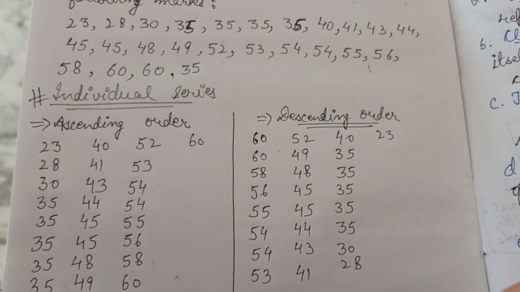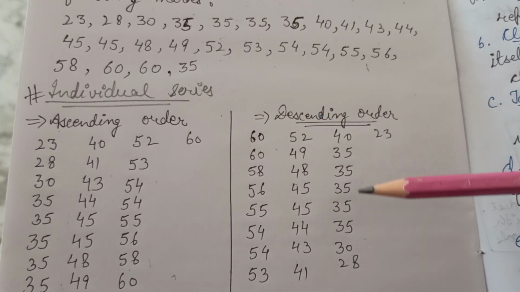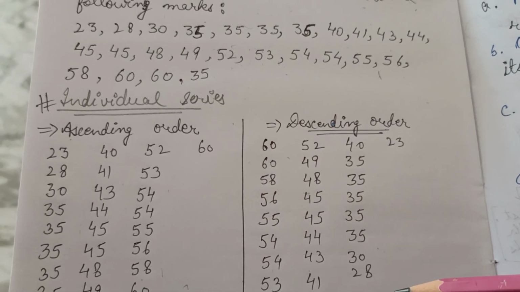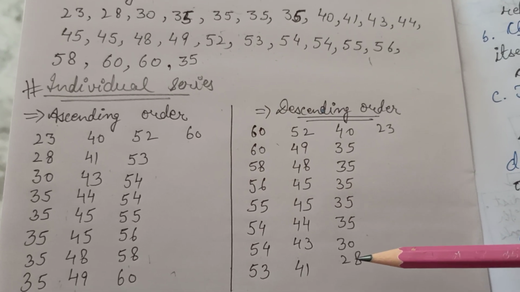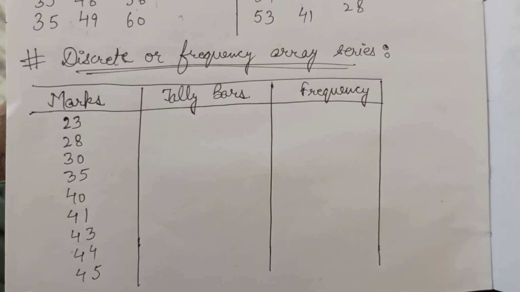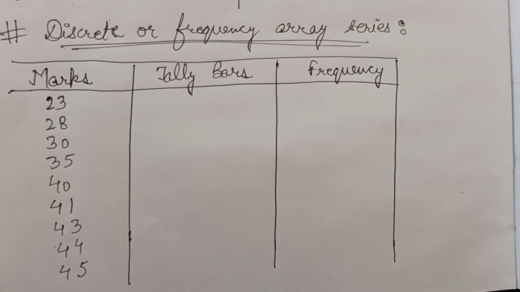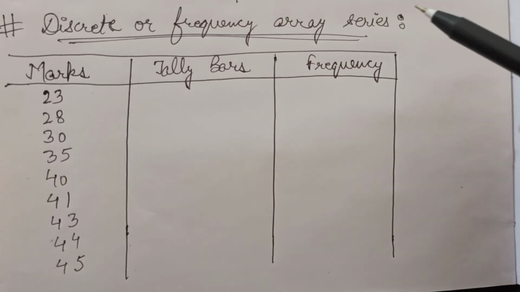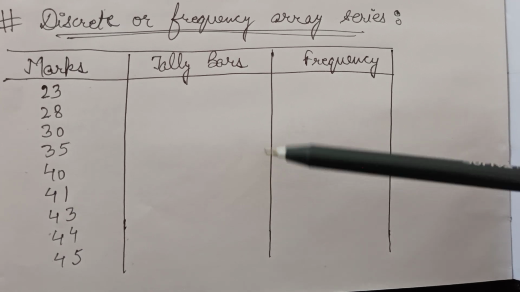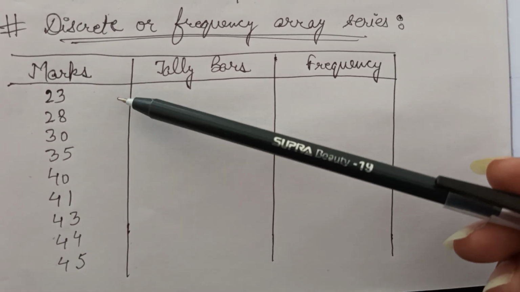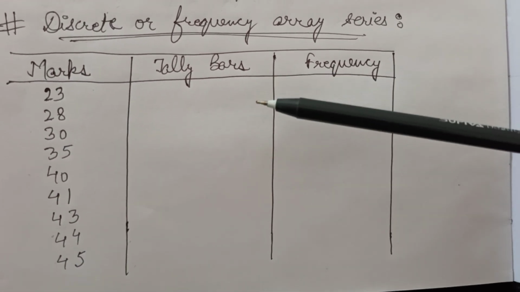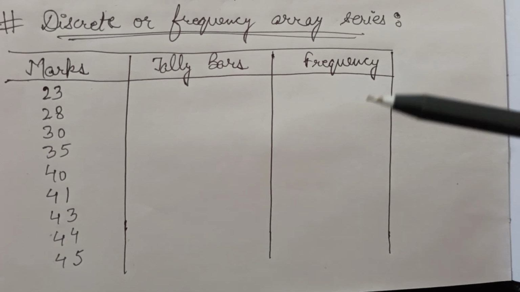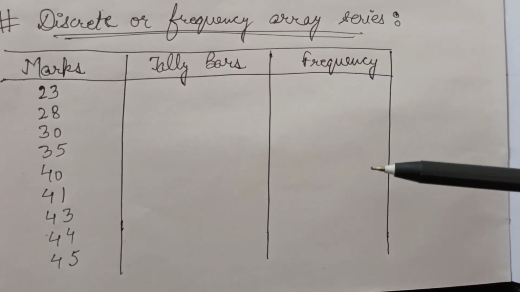Now what I will do is convert the given data into the second series, that is the discrete series or the frequency array series. Now you can see over here that I have made a table in which I have made 3 columns. In the first column I will write down the marks. In the second column I will write down the tally bars. And in the third column I will write down the frequency.